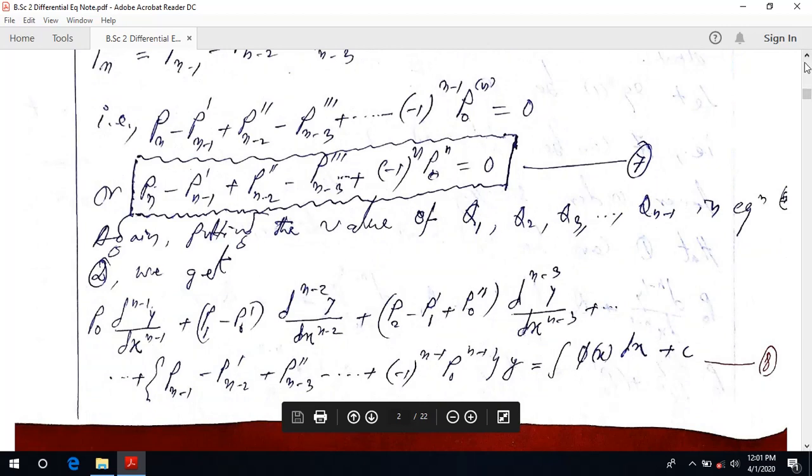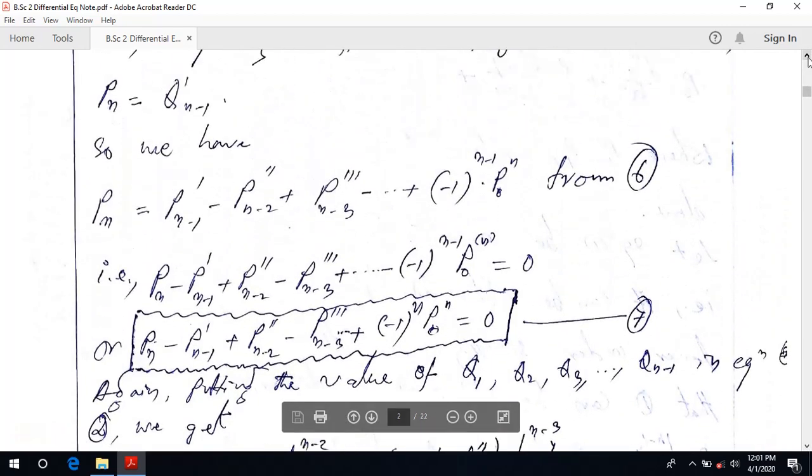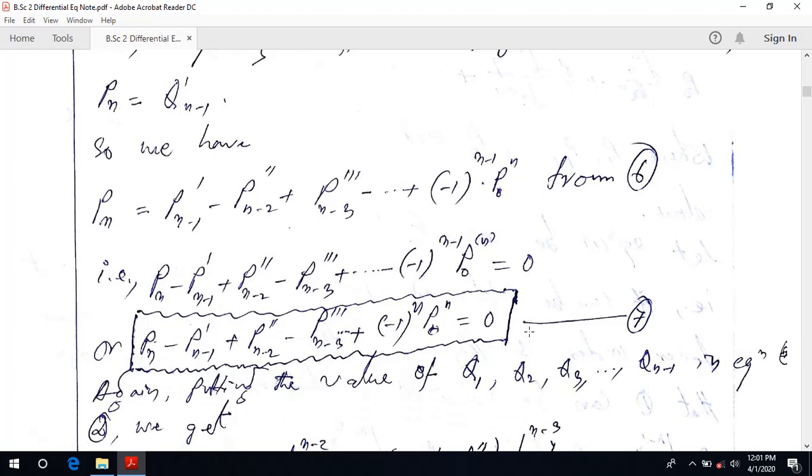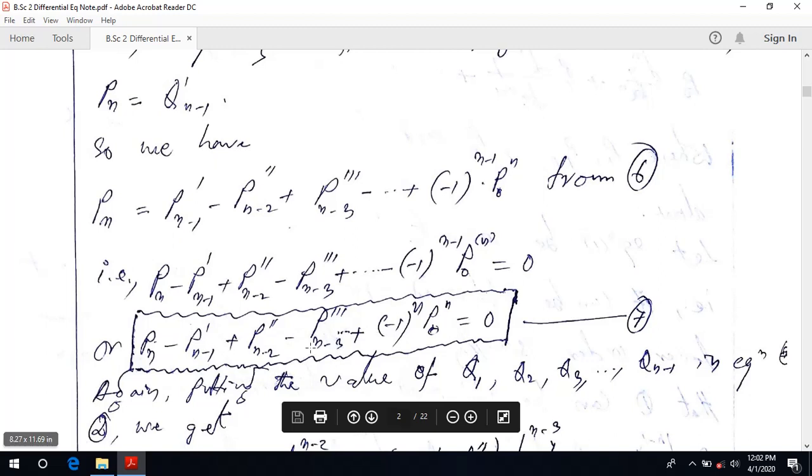So taking all the terms to the left hand side, from this equation we get this final relation. This is the required relation. So equation number 7 is the required relation for equation number 1, the given differential equation of nth order, to be exact. So this is the final required relation.